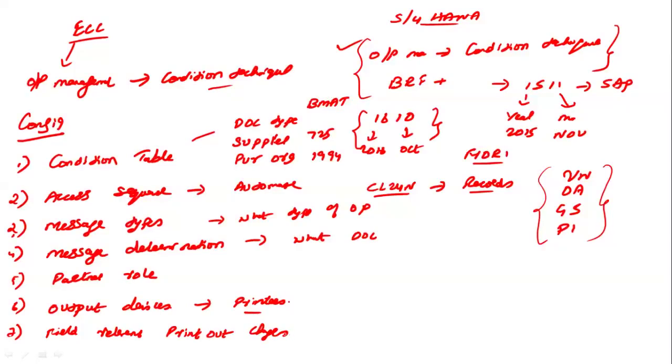So what this field relevant printout changes will do is, whenever you raise a document, that document is sent to the supplier. After some days, you realize that this should not be the data. You need to change the data, and you will change it and resend it. To resend, you need another functionality, which can be activated here in the field relevant PO changes.